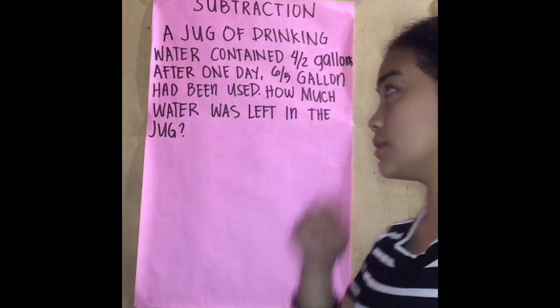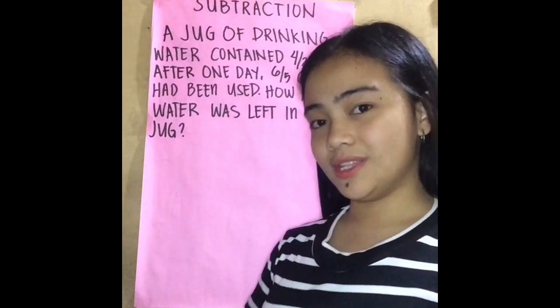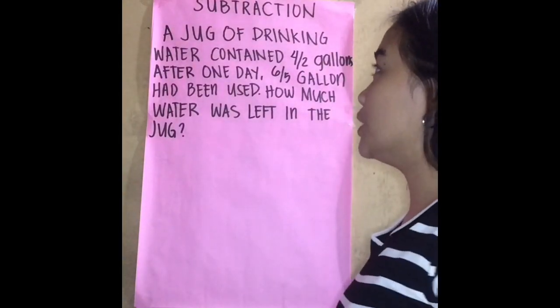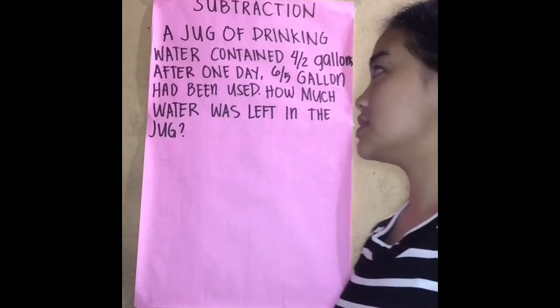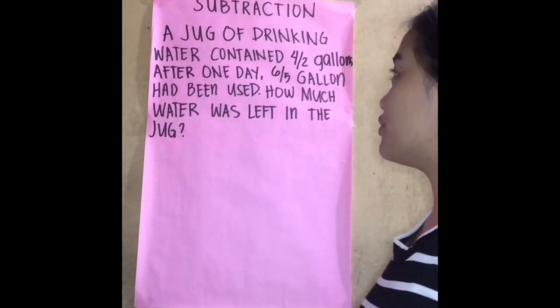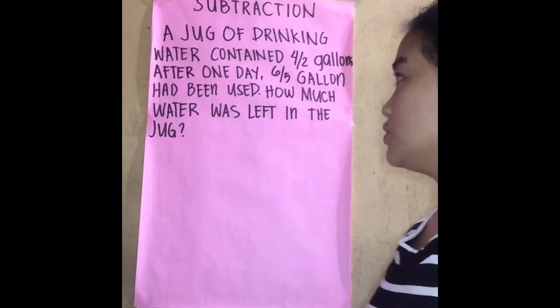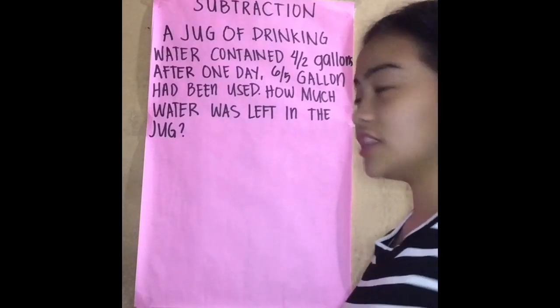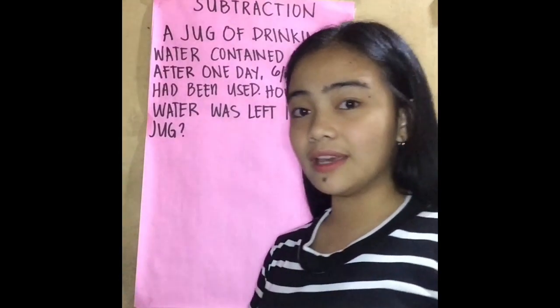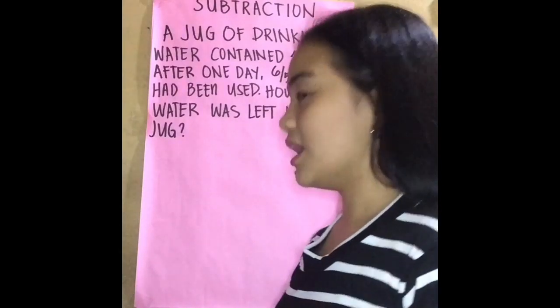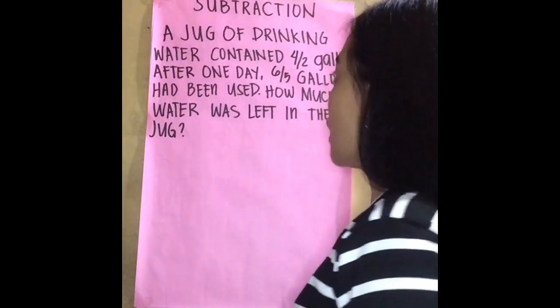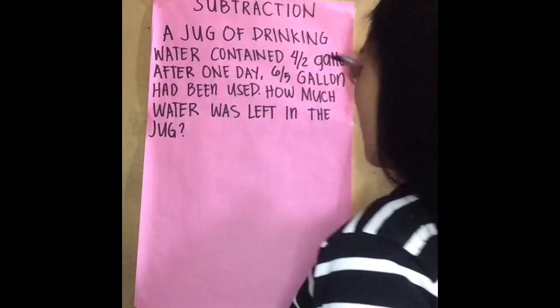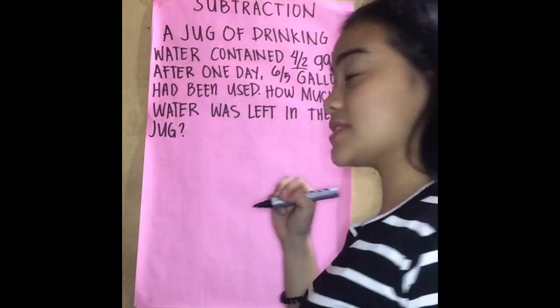Okay, so hi guys. Next is how to subtract an improper fraction in solving problems. First, we need to read this. A jug of drinking water contained 4 over 2 gallons. After 1 day, 6 over 5 gallons had been used. How much water was left in the jug? The first thing is we need to identify the given in this problem. So the given is 4 over 2 and 6 over 5.